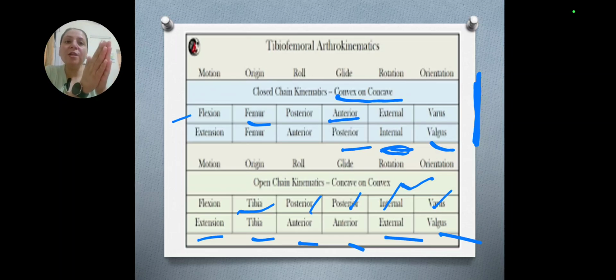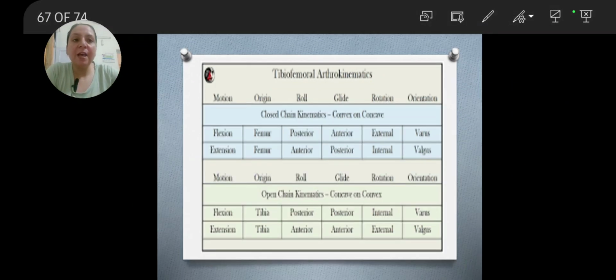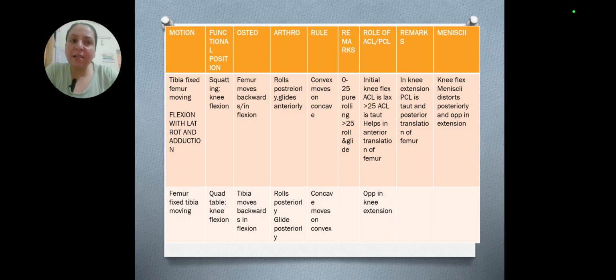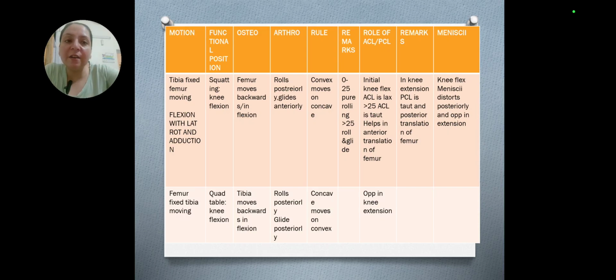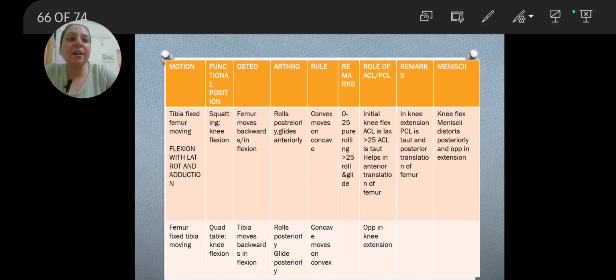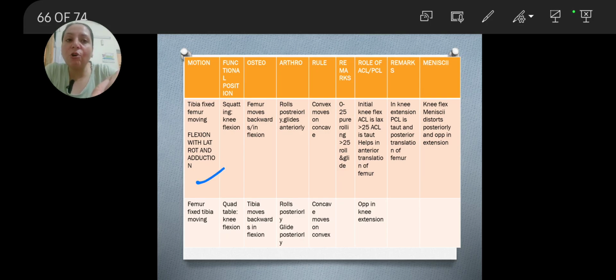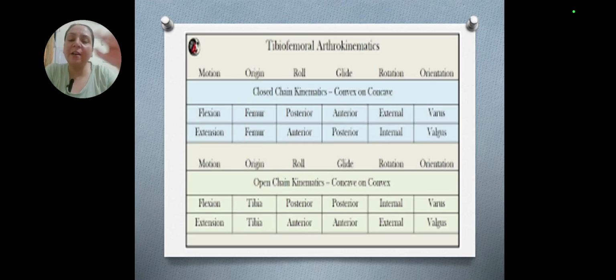You have to go through these tables again, and things will be very clear when you do. The first table just described the movements that were happening, and I described the role of the ligaments, the cruciate ligaments and the menisci, and how they were getting distorted. The second table describes the couple movements of the knee, and herein how the roll, glide and rotation come together with flexion. I started writing it on this slide also, but then I thought it should be another slide. Flexion is always with lateral rotation and adduction, but it will be better if you understand it in another slide.